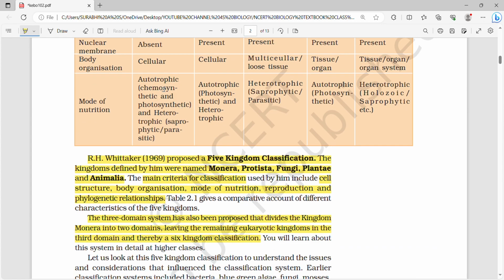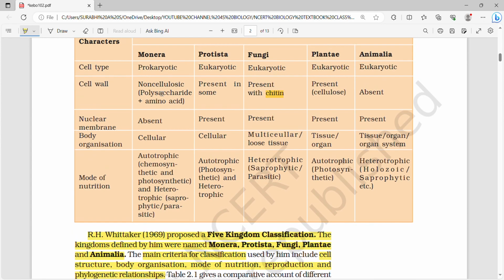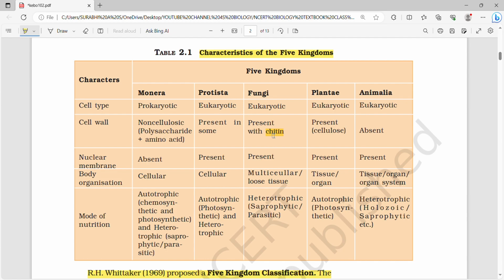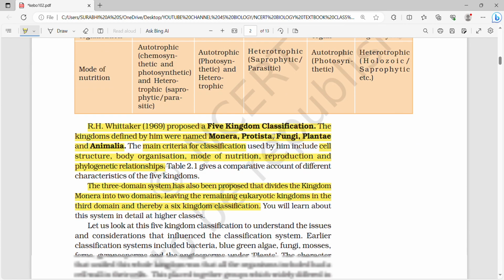Next, the mode of nutrition. For Monera it is autotrophic. Here also autotrophic. Here heterotrophic. Plants are autotrophic, that is photosynthetic, and animals are heterotrophic. You can just go through this, which is important. The most important point is that the cell wall of fungi is made up of chitin.